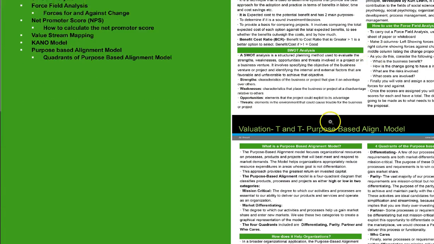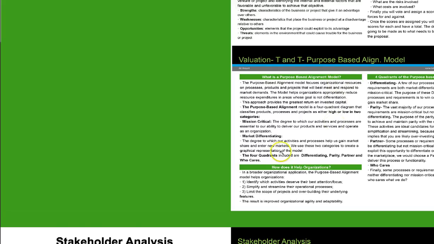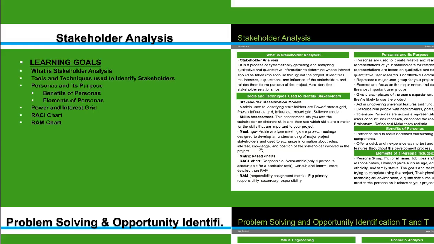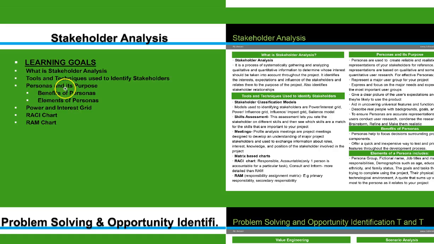Now let's go to the next one. We have stakeholder analysis. This is really important because we have to analyze the stakeholders. We have to see what are the different types of stakeholders we have. For doing this, we are using tools and techniques to identify these stakeholders, personas and its purpose, where we're going to see the benefits of personas, elements of personas, what is the power and interest grid when it comes to the stakeholders, the RACI chart and the RAM chart and what they mean.